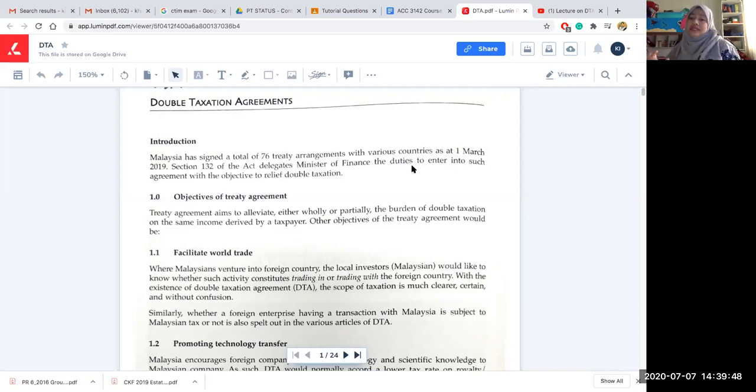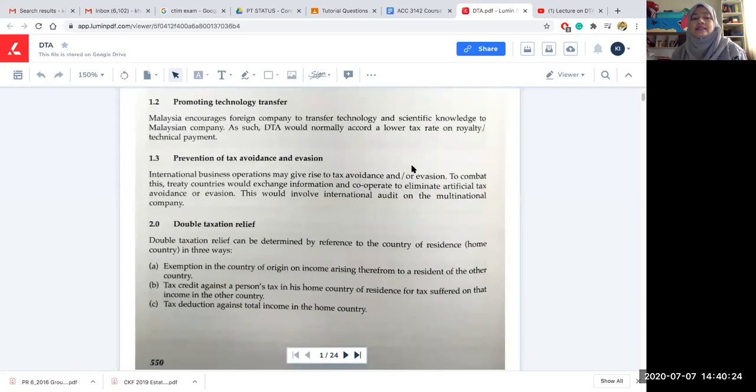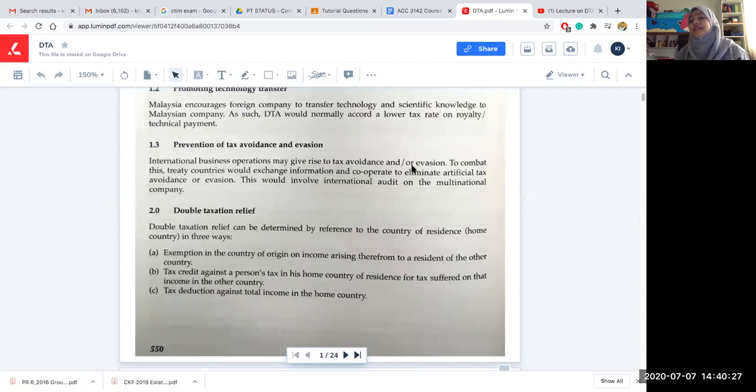So in Malaysia, for example, currently we have 76 treaty arrangements. We have Malaysia with Taiwan, Malaysia with China, Malaysia with Hong Kong, Malaysia with Indonesia, Malaysia and Singapore. So in total 76 treaties. One treaty is Malaysia and one other country. So we have this agreement to say, if there is a case whereby, for example, Malaysia and Taiwan, income on the business, how can we reduce the tax liability of this person? So then comes the tax relief, the tax method. We call it double tax relief. How can we reduce the tax liability?